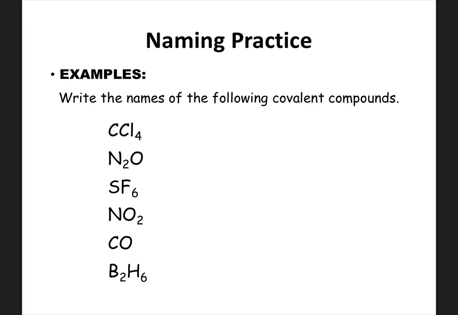So the first example I see here is CCl4. When I follow the rules, it's going to be carbon. That's the first element. And the second element is chlorine, so that's got to end in ide, so it's chloride.